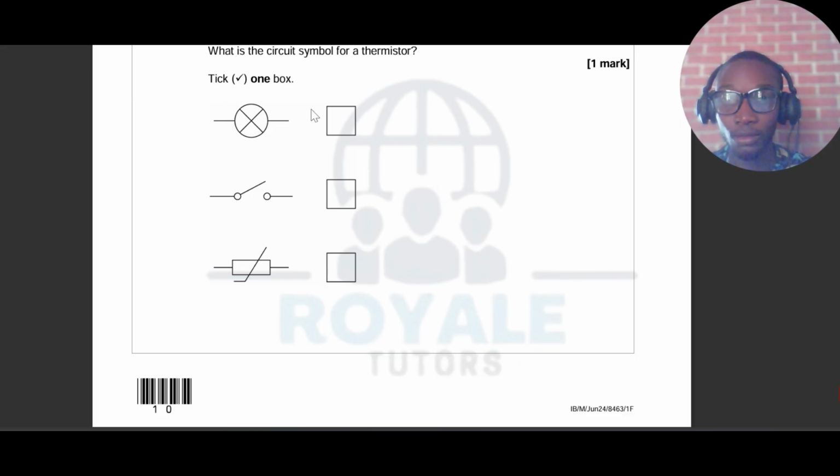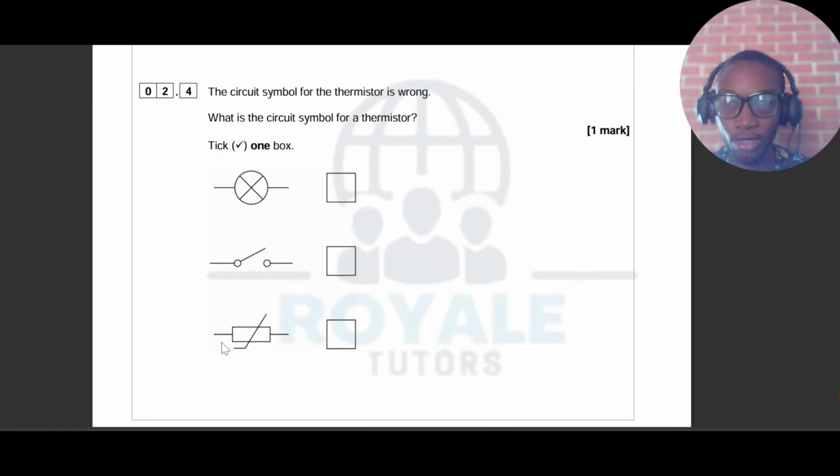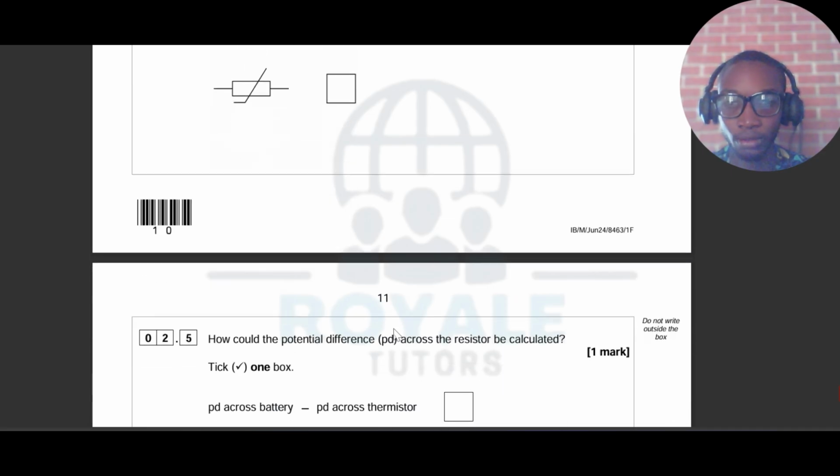Now this symbol here is for a filament lamp, like a light bulb. This is the electrical symbol for it. What about this? This is for a switch. So maybe you want to turn it on, turn it off. This is how it looks in an electrical diagram. Now this one is the one for a thermistor. So this is our guy here. This is our answer for the thermistor.